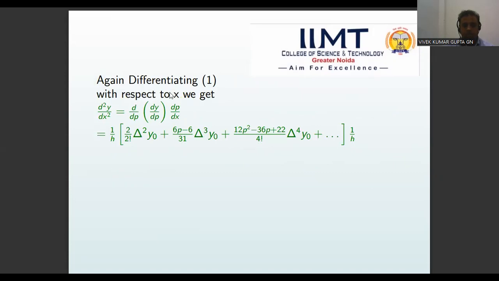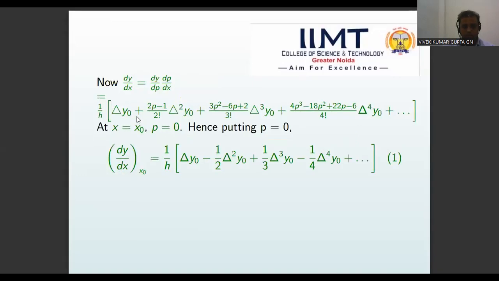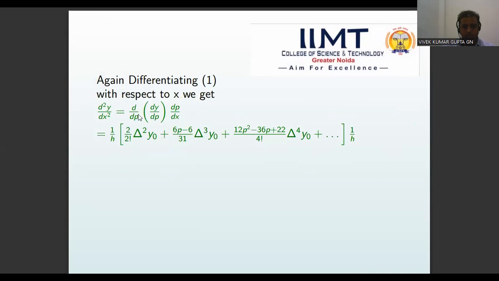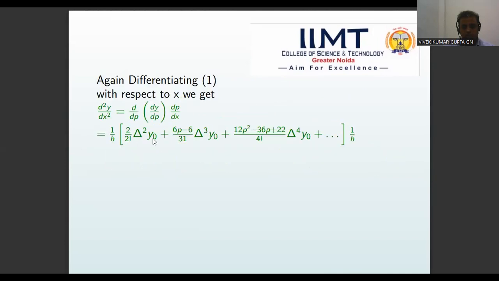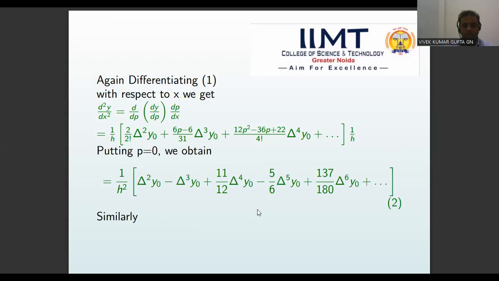Again, differentiating equation 1, we can find the double derivative of the function. Differentiating again, we can write d upon dp of dy upon dp, times dp upon dx, where dp upon dx is equal to 1 upon h. We differentiate dy upon dp again with respect to p. As we know, del operators are constants and give constants, so the first term will be 0 and 2p minus 1 will give 1, giving del square y0 and so on. So d square y by dx square is defined as equation 2.